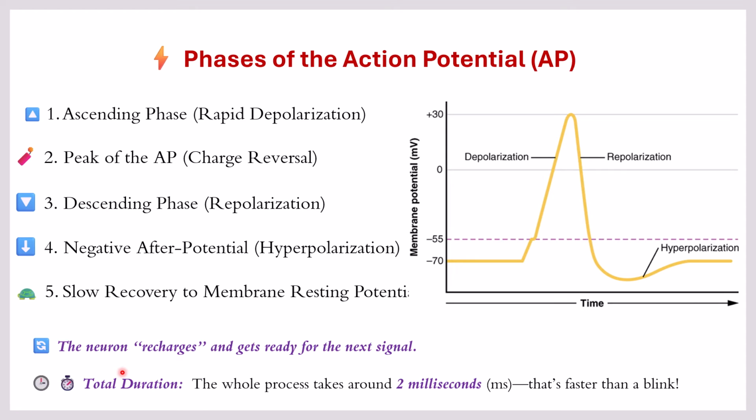So the entire action potential happens very fast, within 2 milliseconds. That's faster than a blink. And during those 2 milliseconds, 5 stages happen. So the neuron goes through 5 stages. The first stage is the ascending phase, or rapid depolarization.